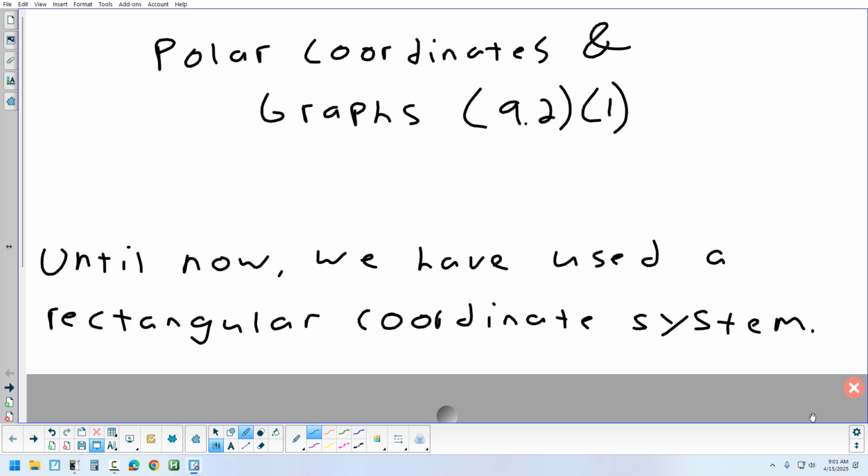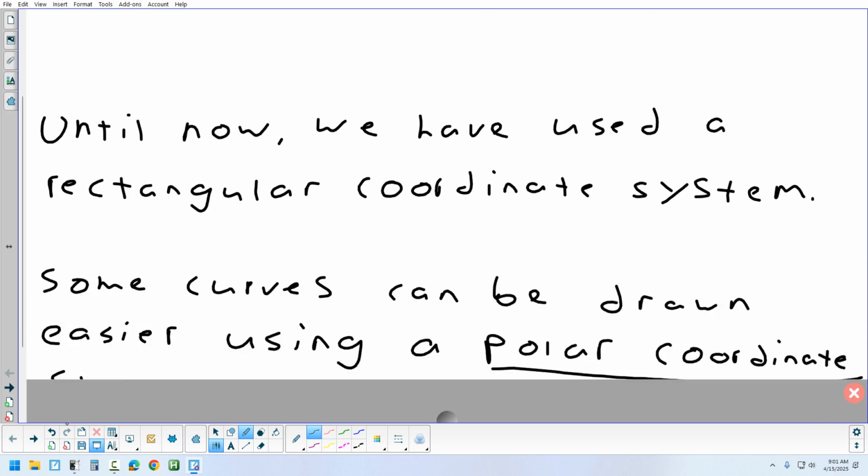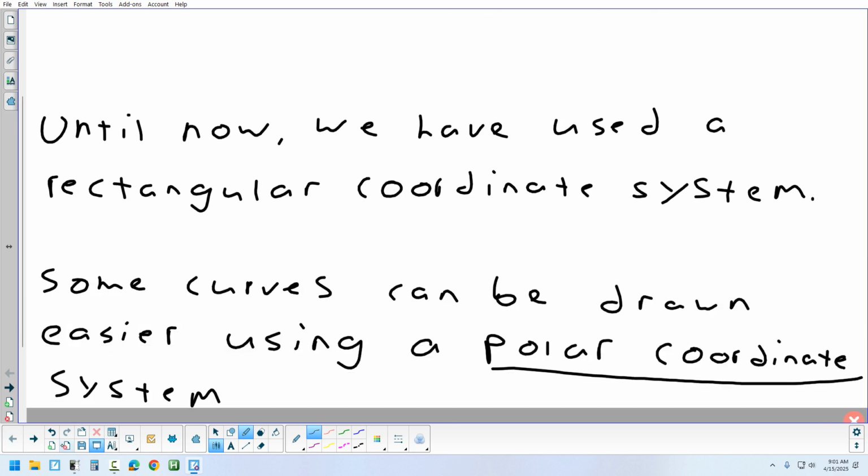Now, we're going to look at a coordinate system that gets rid of the x and y axis. Okay? It doesn't use that. It's going to use what's called a polar coordinate system. And what I'm going to do is I'm going to draw the same shape 3 different ways. I'm going to do it as a function, I'm going to do it parametrically, and then I'm going to do it with polar.